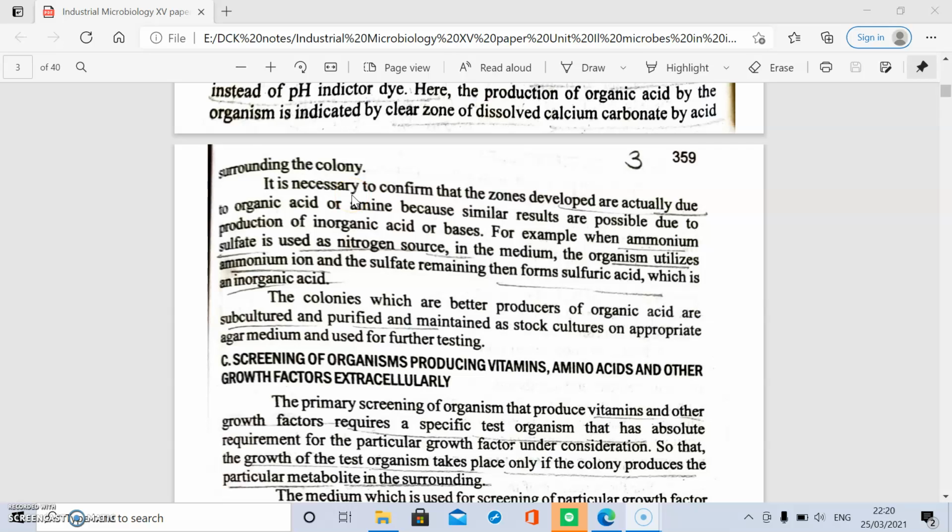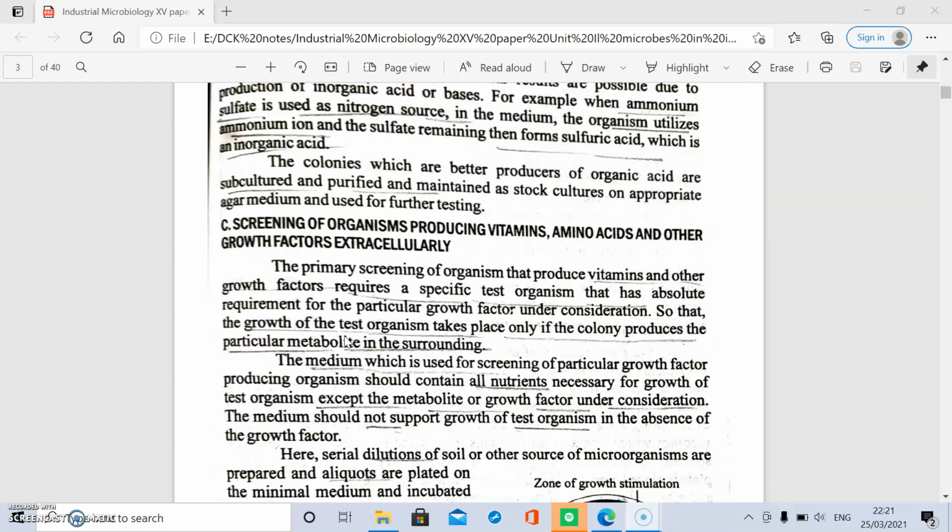It is necessary to confirm that the zones developed are actually due to the organic acid or the amine, because the same results may be obtained due to the production of inorganic acids or bases. For example, when ammonium sulfate is used as a nitrogen source, the organism utilizes the ammonium ion and the sulfate remains in the medium. This forms sulfuric acid, which is again an inorganic acid. The colonies of the organic acid producers are subcultured, purified, and maintained as stock culture.